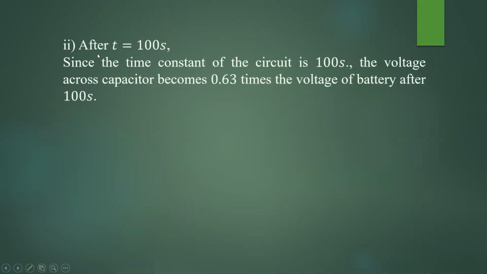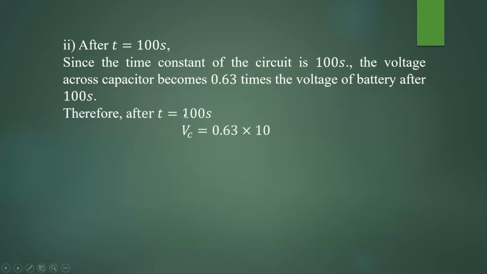Let us see. So after 100 second, T is equal to 100 seconds. We have to find the voltage. Since the time constant of the circuit is 100 seconds, just you have calculated. Therefore, at that time, the voltage across the capacitor becomes 0.63 times the voltage of battery after 100 seconds. Okay, we know that at T is equal to time constant, the voltage of the capacitor becomes equal to 0.63 times of maximum voltage. What is the maximum voltage? That is voltage of the battery, that is 10 volt in this question. Okay, so therefore what is the voltage? It is 0.63 times of the maximum voltage.